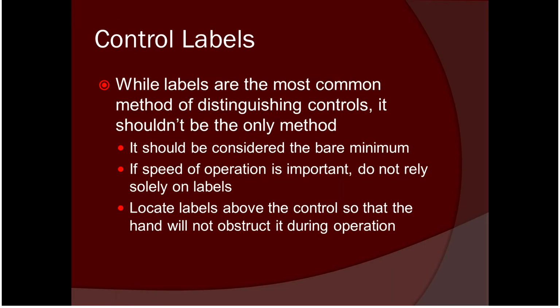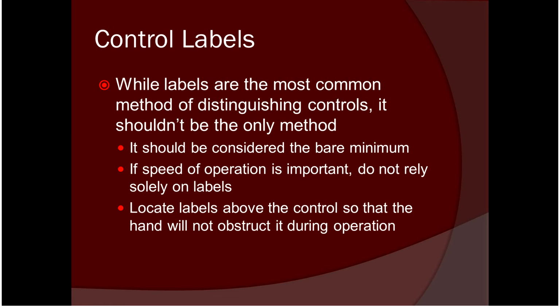Labels are really important, and they should be considered at least the minimum, but that's not the only thing you should have. Especially if the speed of operating the controls is really important, you shouldn't have labels only, because it takes a little while, especially if you have a lot of controls, to use the labels to identify the right control. And if getting a quicker reaction is important, then you need other means, such as the shape of them, their location, how they are activated: knobs, wheels, buttons, levers, pedals, etc.